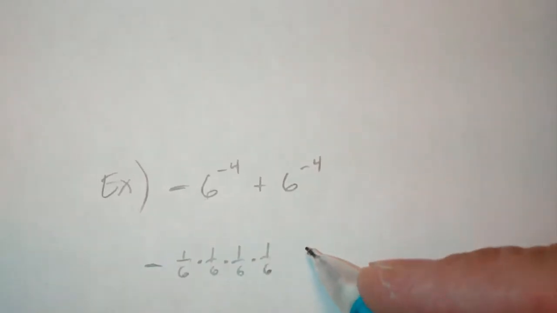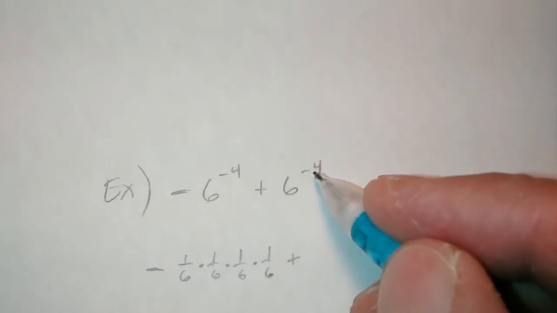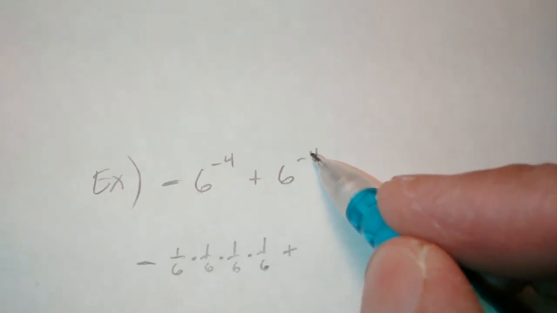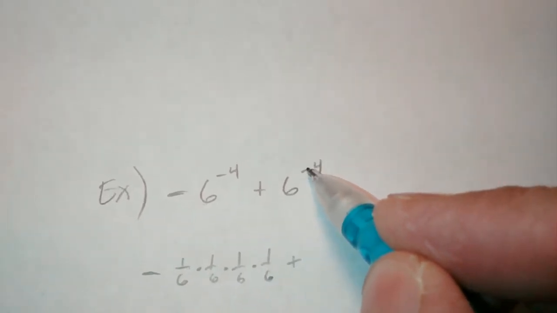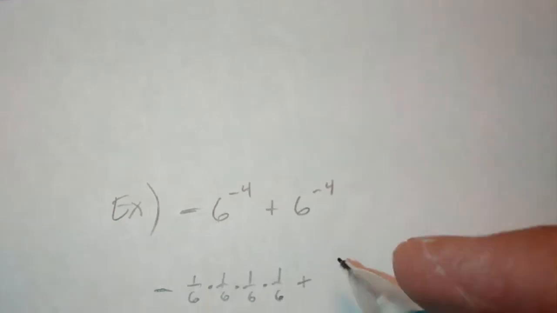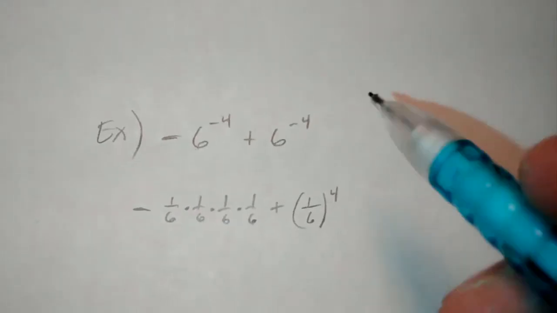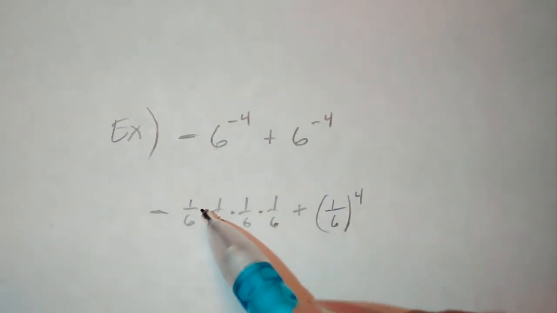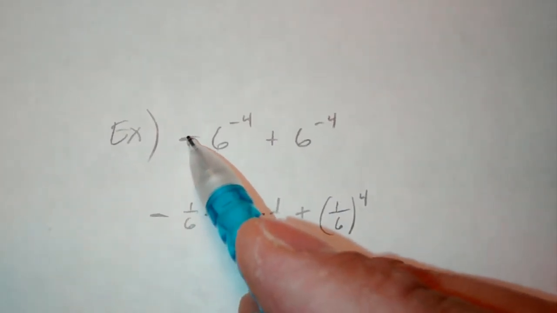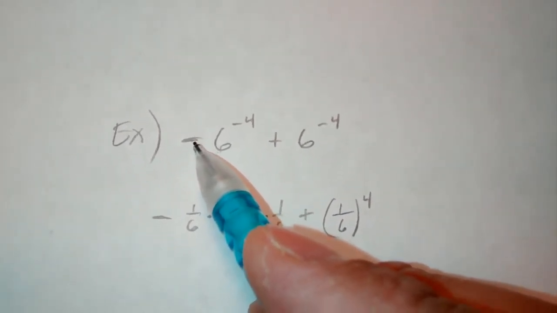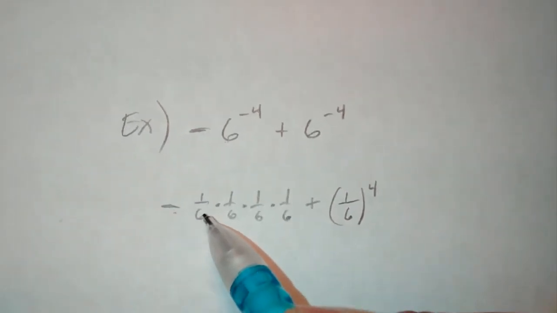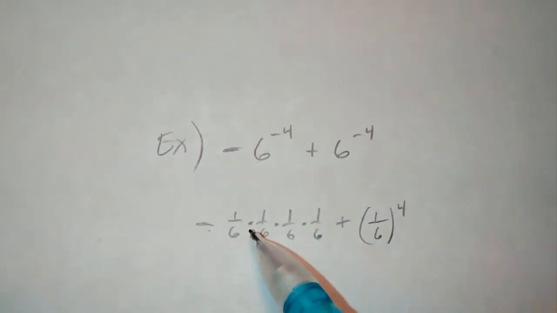So 4 1/6 added to, well, 4 reciprocals of 6. I'm not going to write it all out, but it's really that. So 4 reciprocals of the base. So here this negative, we think of this as the opposite. Here we can think of this still as the opposite. So let's multiply these guys together.